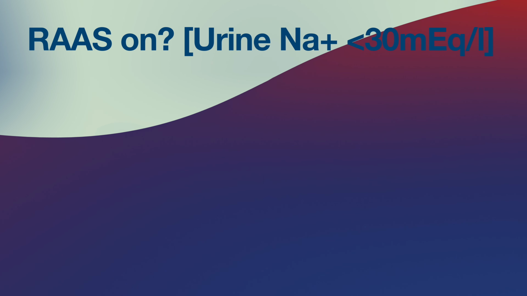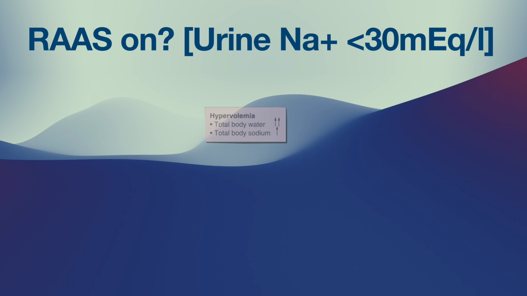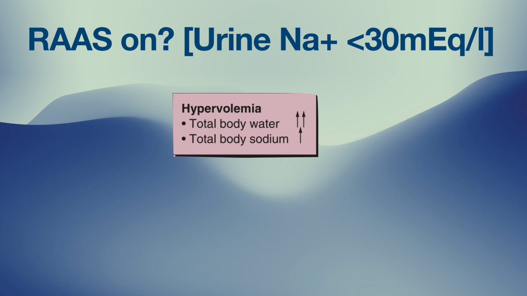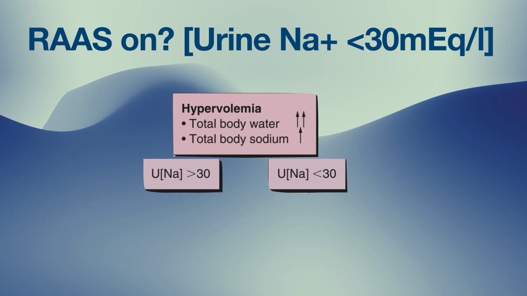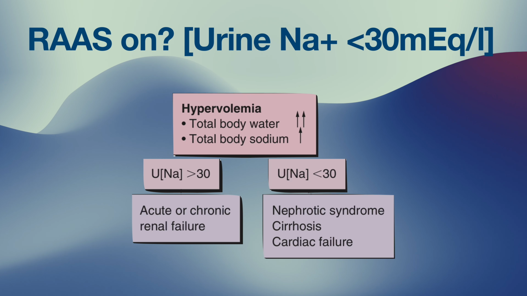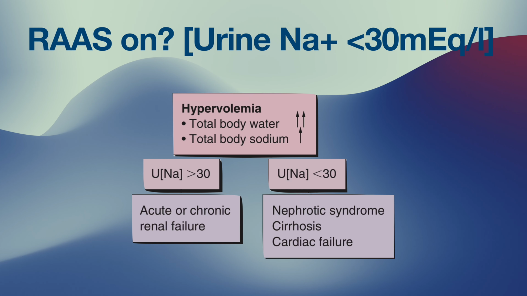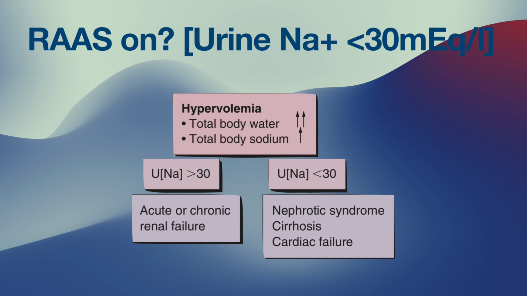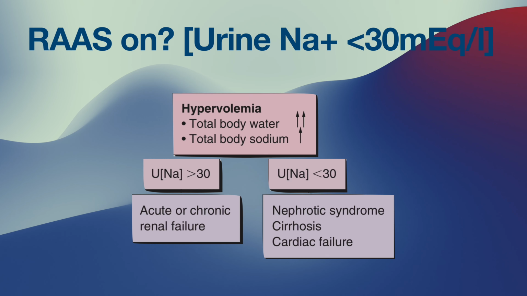Now, when we ask the same question in a patient with excessive volume, if RAAS is active or not, and if we find that this urine sodium is more than 30, that is, RAAS is not active, it means the kidney is losing sodium, that means the kidney is the cause. And in that case, with hypervolemia, kidney being the cause, we'll think of renal failure.